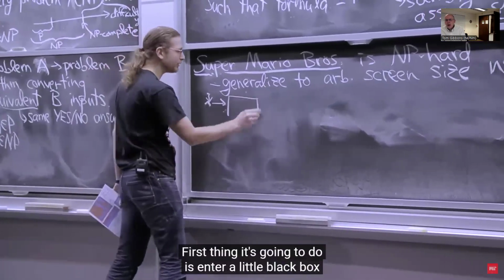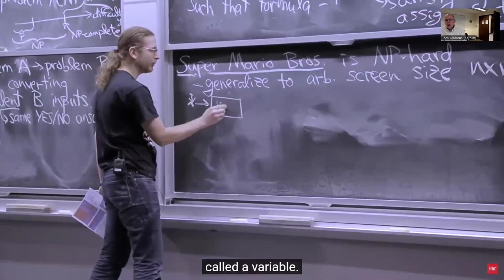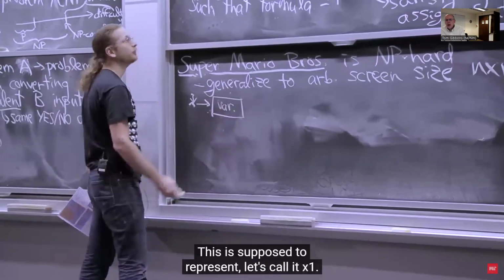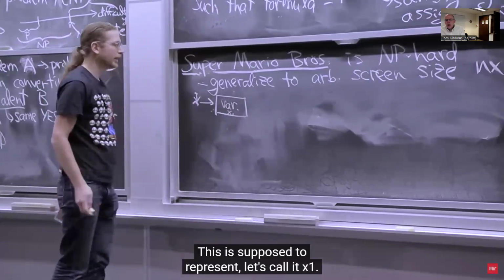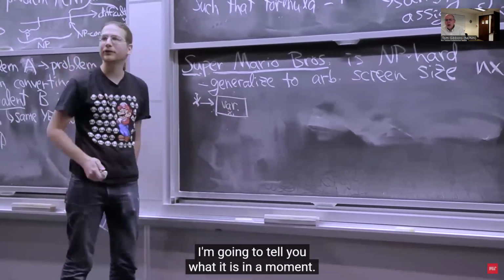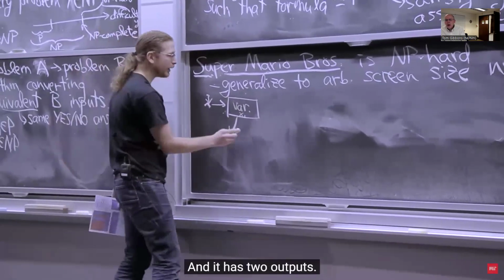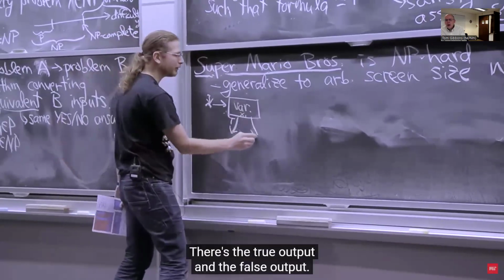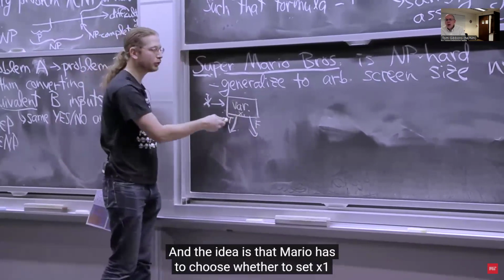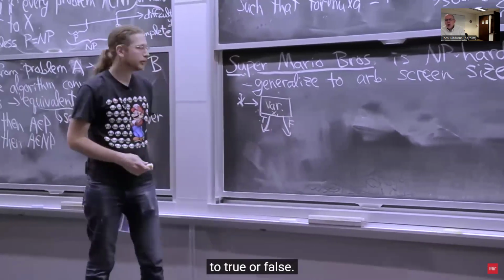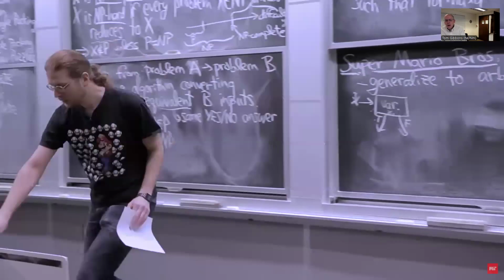First thing Mario is going to do is enter a little black box called a variable. This is supposed to represent, let's call it x1. There's some black box, I'm going to tell you what it is in a moment, and it has two outputs: the true output and the false output. The idea is that Mario has to choose whether to set x1 to true or false. Okay, let me show you that gadget.